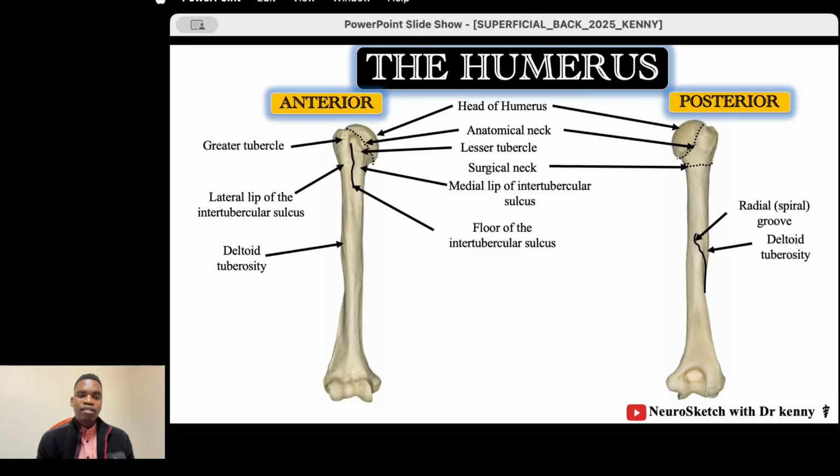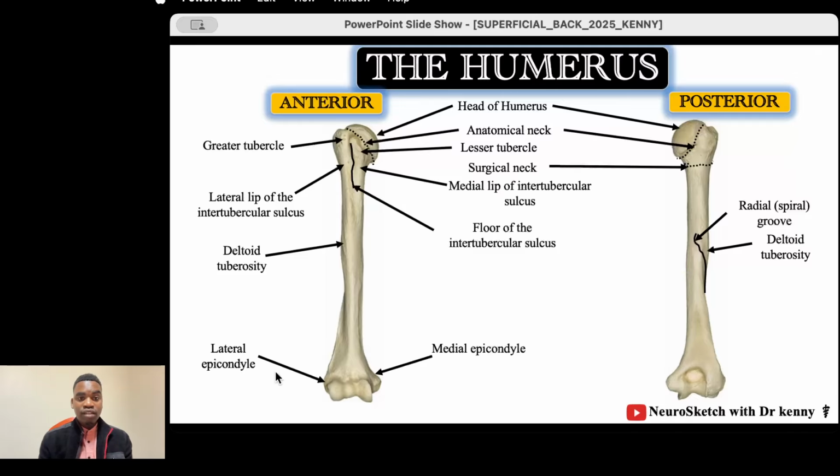All right, so let's go back to the anterior view of the humerus, but now on the distal part of the humerus. On the distal part of the humerus, we have these two elevations, one on the medial, one on the lateral. We call them the epicondyles. So we have the medial epicondyle and the lateral epicondyle.